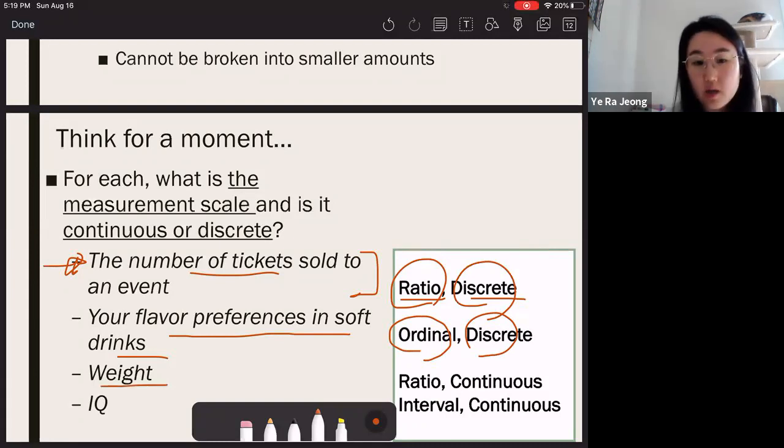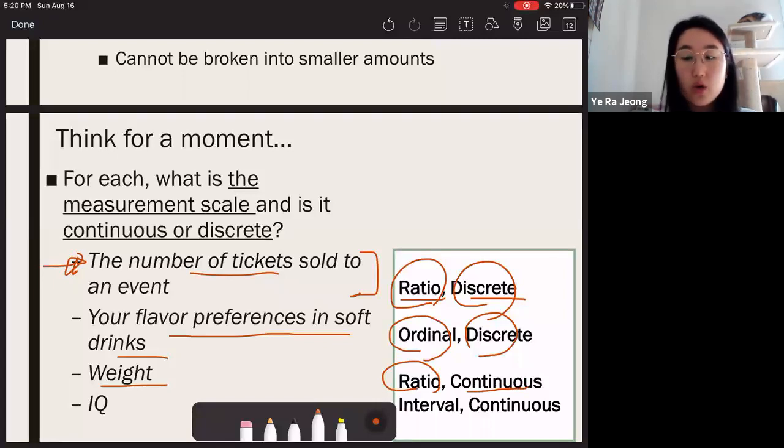Weight is easy because 0 exists in weight, right? Something can be 0 pounds or 0 ounces, 0 grams. That 0 means absence of weight, so it's ratio. And it's continuous because, again, decimals make sense in weight. So you can weigh 200.1, 300.5. Those decimals make sense in weight. So it's a continuous variable.